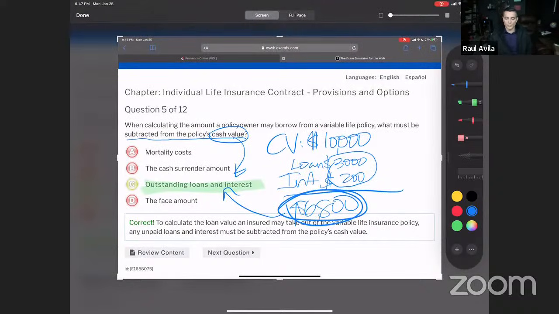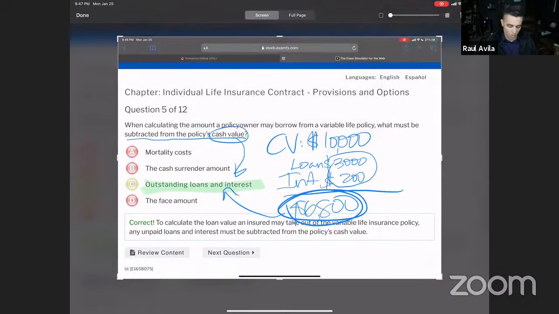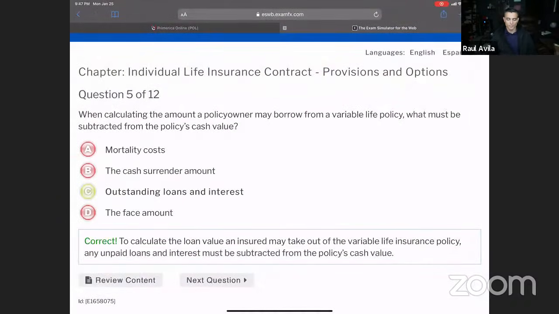All right, guys, let's go to the next one. Let's continue here. Let's keep on going. Let's keep on moving forward.